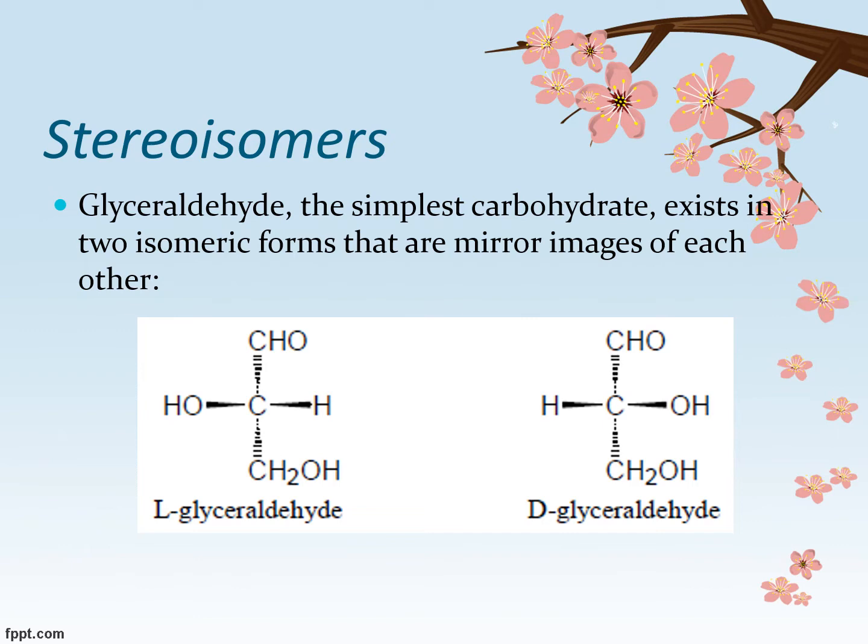Glyceraldehyde, the simplest carbohydrate. So if you look at these two glyceraldehydes here, on the left side is L-glyceraldehyde, on the right is D-glyceraldehyde. Okay, so they are both mirror images of each other. Okay, normally the L type of saccharide has the OH group on the left, whereas the D type of saccharide will have the OH on the right side.